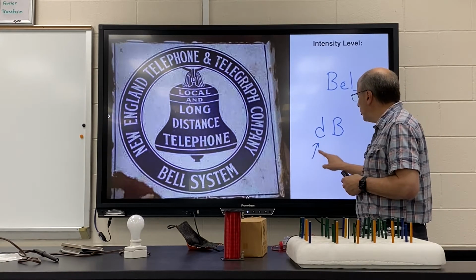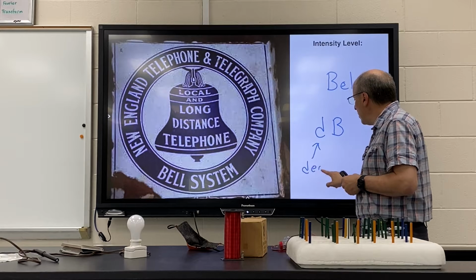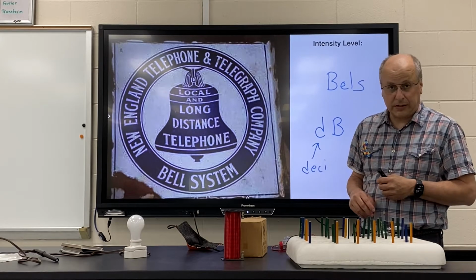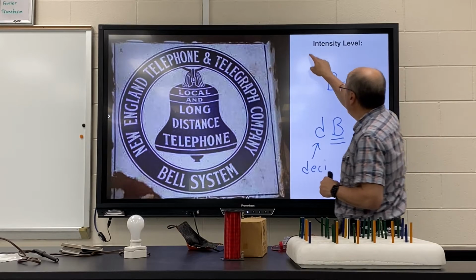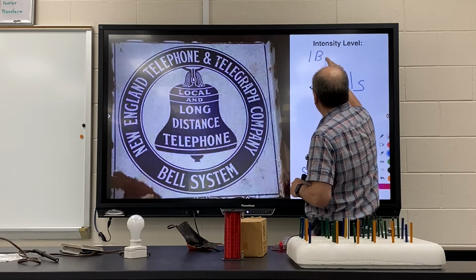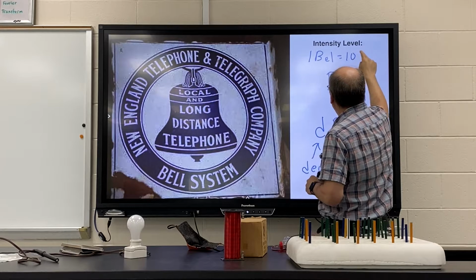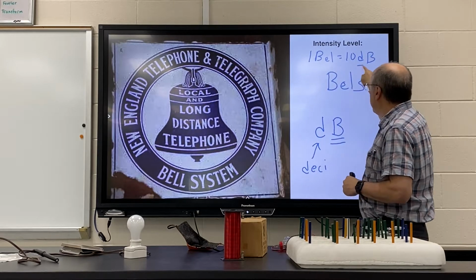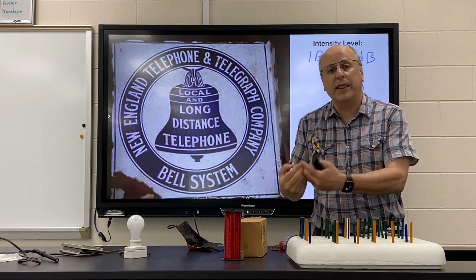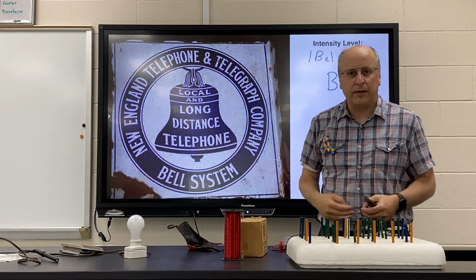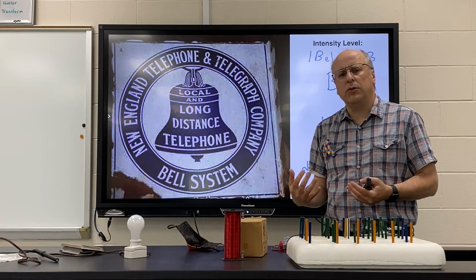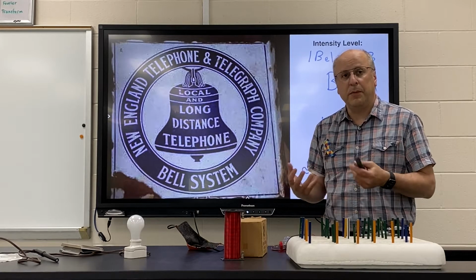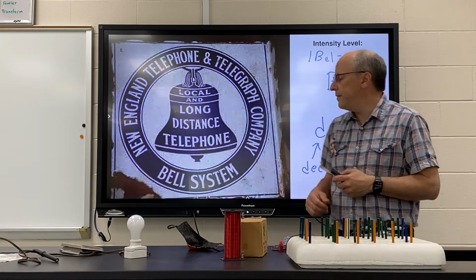Realize the D just stands for deci, which is a metric prefix. So the base unit is the bell. And 1 bell is equal to 10 decibels. Deci refers to 1/10 of a bell. So it's a lot like centi or milli. It's just one that you don't normally encounter in most places in life.